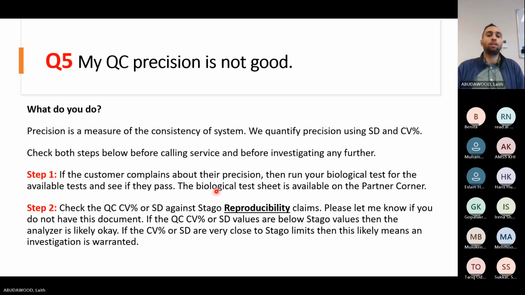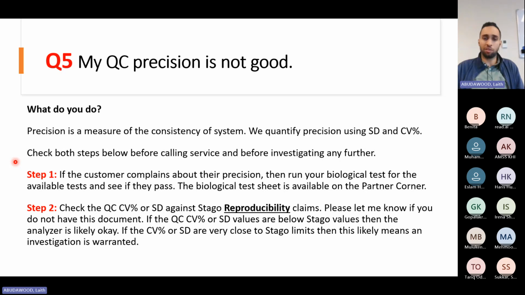Okay, so how do I go about this? The customer complains about all of this stuff. You can run a repeatability experiment, or what we call a biological test sheet. So for example, you run the PT, PTT, depending on what the customer uses. If they have antithrombin, you run antithrombin. They have D-dimer, you run D-dimer, whatever the complaint is coming from. If they're just complaining about the clotting assays, there is no point in running D-dimer or antithrombin. They're photometric assays. So you can use common sense with this one.